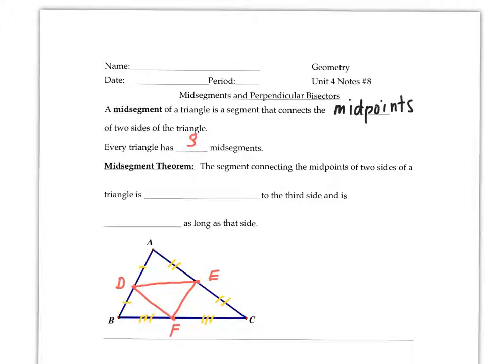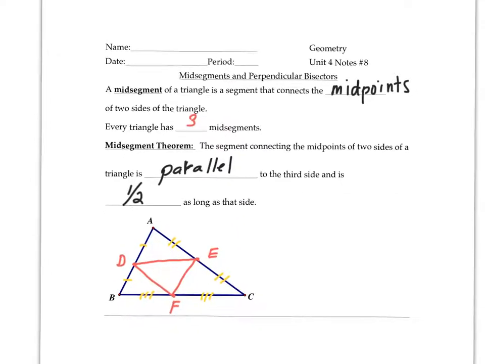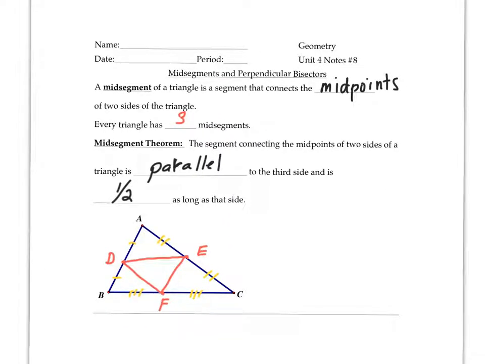So the midsegment theorem says the segment connecting the midpoints of two sides of a triangle is parallel to the third side, and is half as long as the third side. Now, you probably could have guessed from my sketch that it would be parallel. But the length piece, you just have to memorize the theorem.